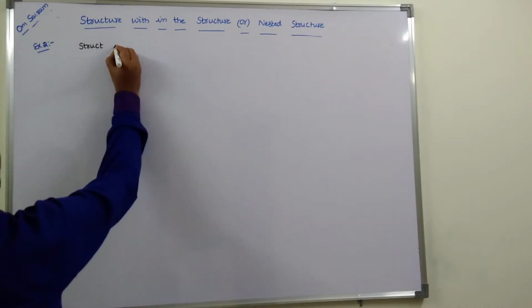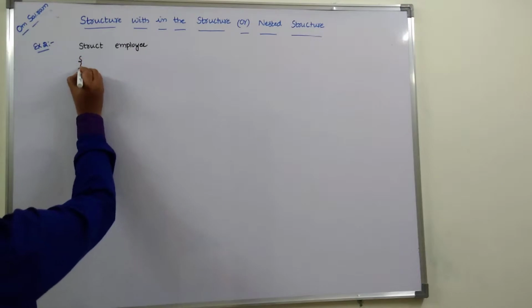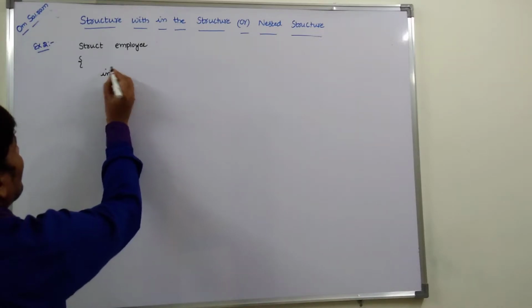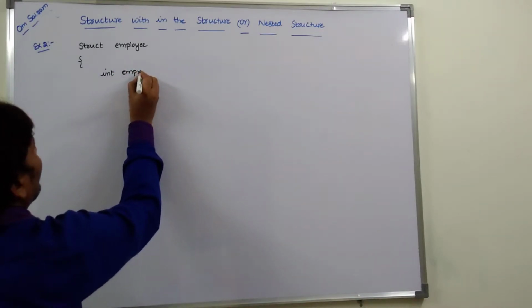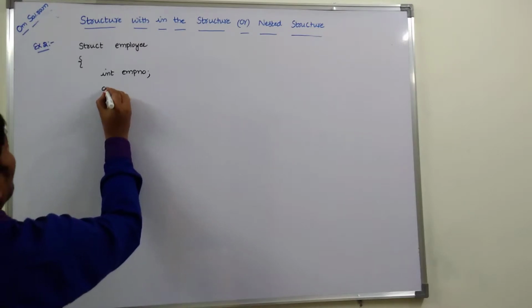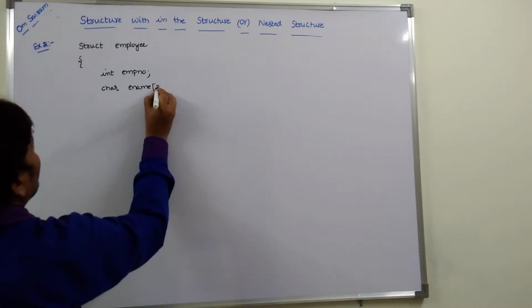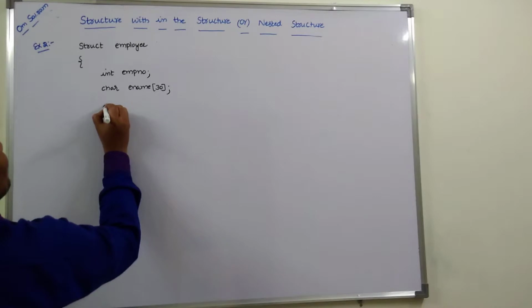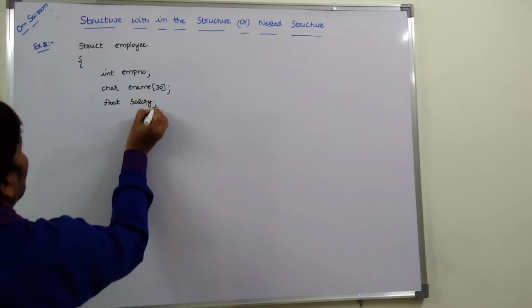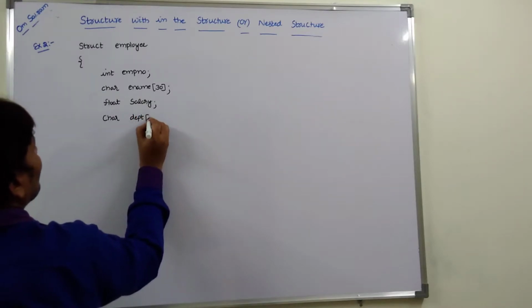Struct employee. Here the members of the employee structure are: int emp number, char name of 30, float salary, char dept of 20.